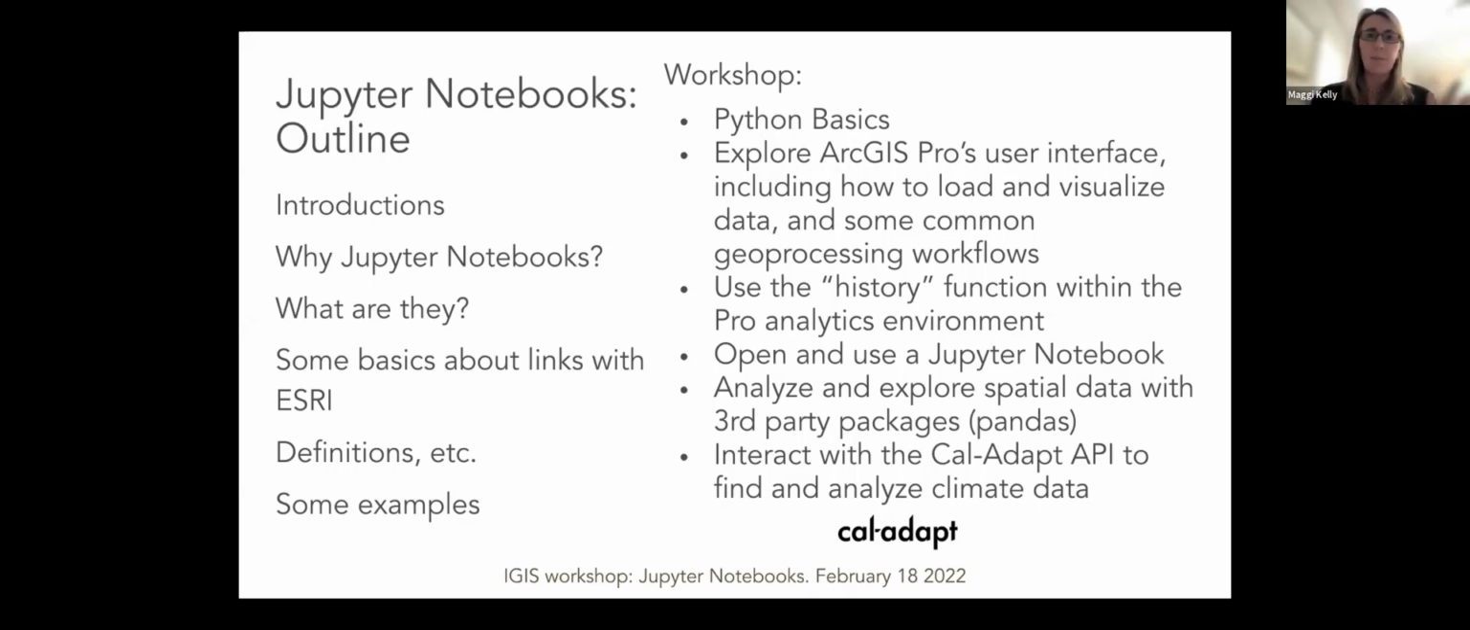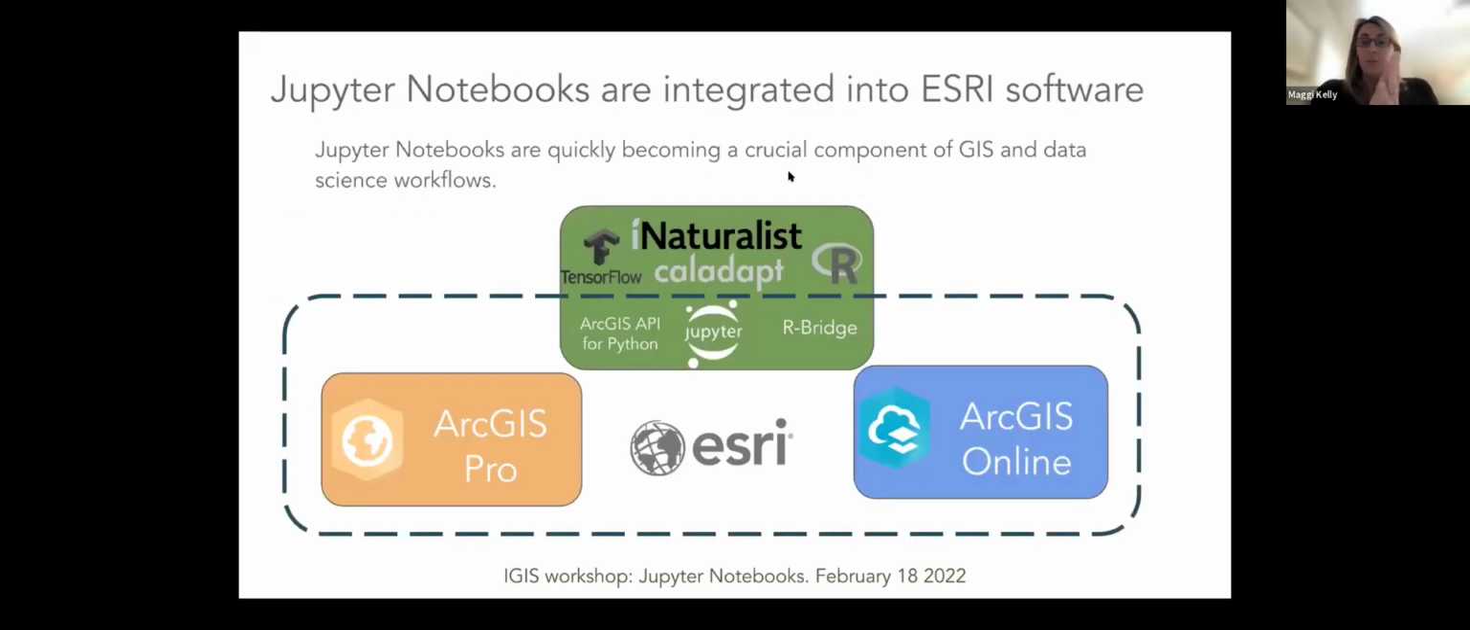We're going to talk about Python basics, explore ArcGIS Pro, look at how we use the history function to get started on bringing reproducibility into your work, open up a notebook, explore spatial data, interact with this particular data API that we're involved in called Cal-Adapt to find and analyze climate data. So it's going to be a ton of fun. All right, so I'll kick off a little bit more with some background.